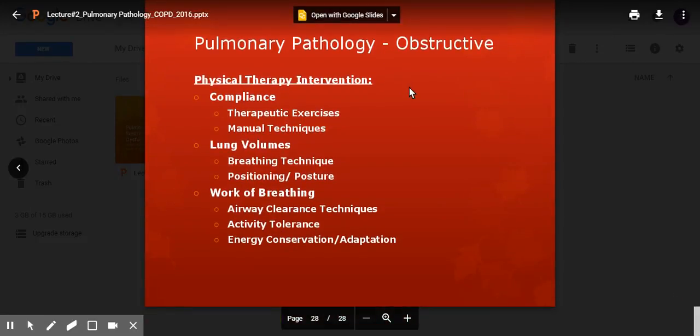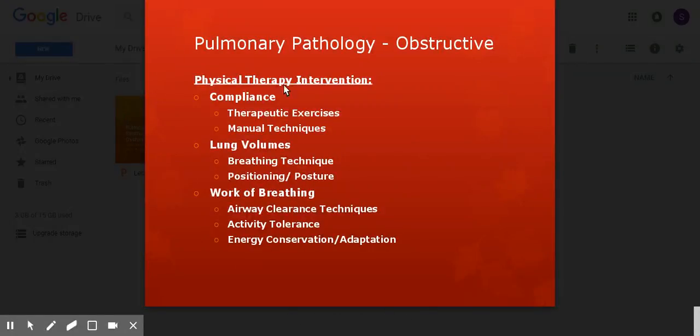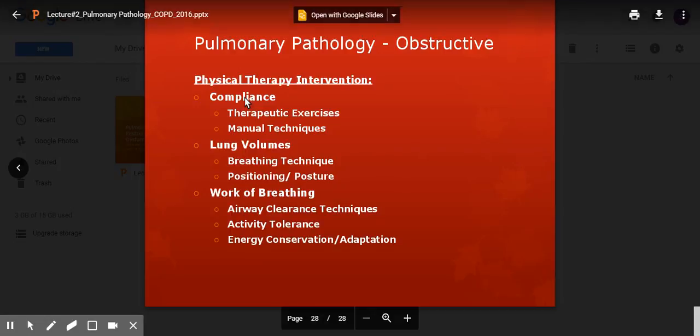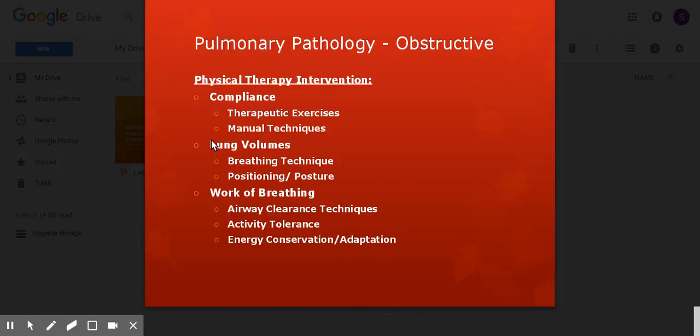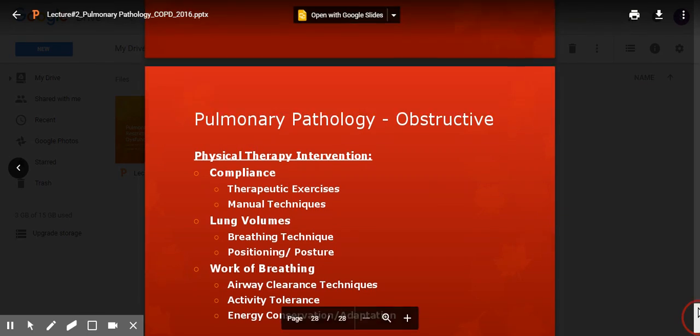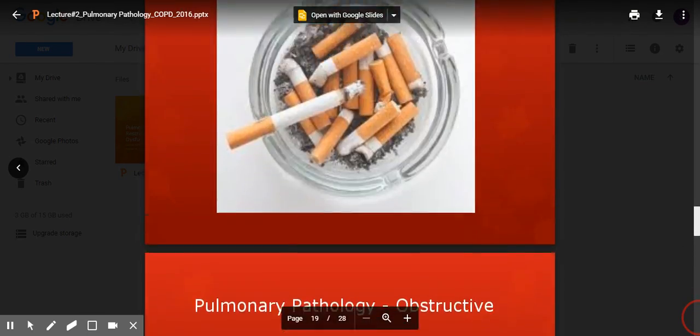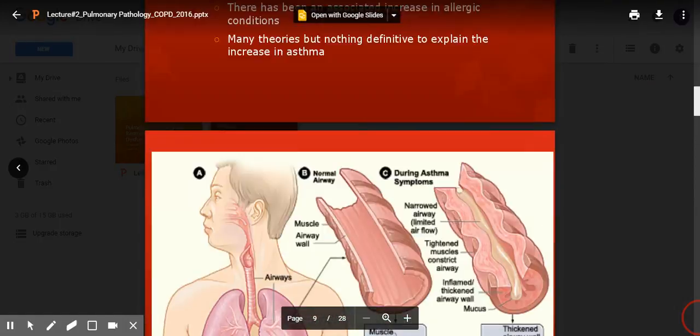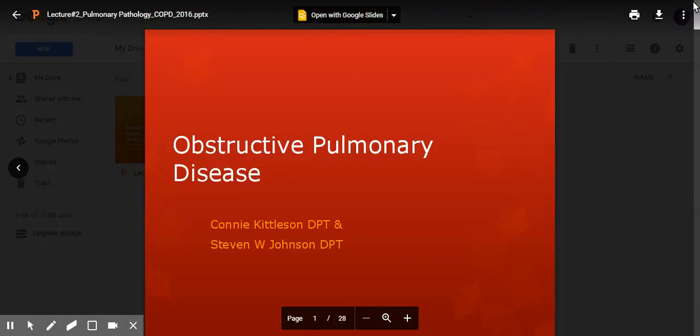Finally, there is physical therapy intervention for patients with obstructive lung diseases, and those include improving compliance, improving lung volumes, and reducing the work of breathing. Again, we will spend time in lecture talking about these conditions. This concludes the Chapter 6 Pulmonary Obstructive Disease. Thank you for your time.